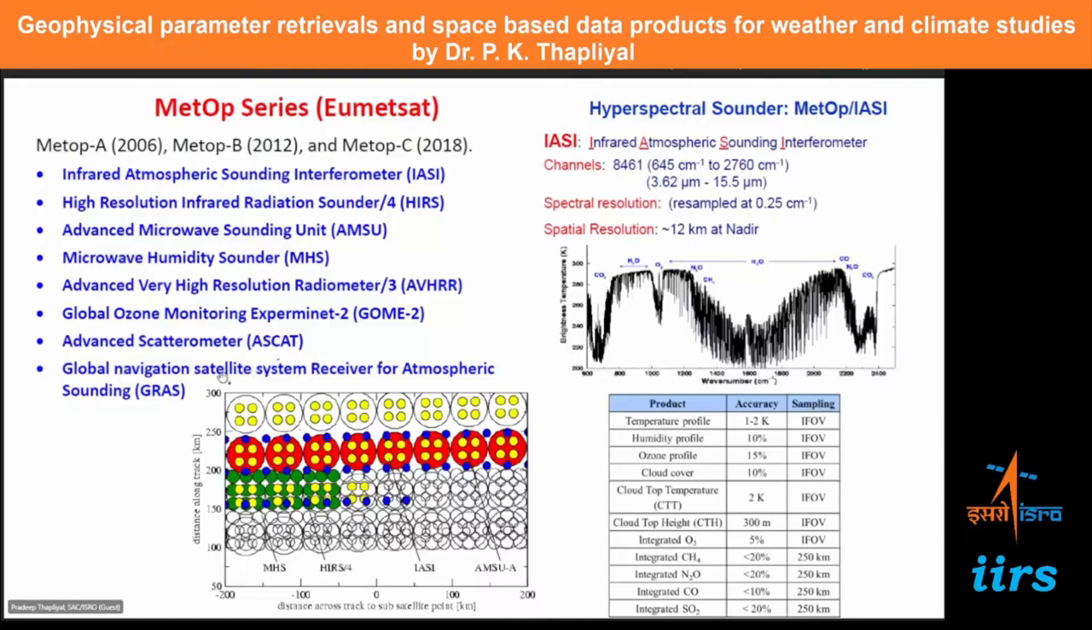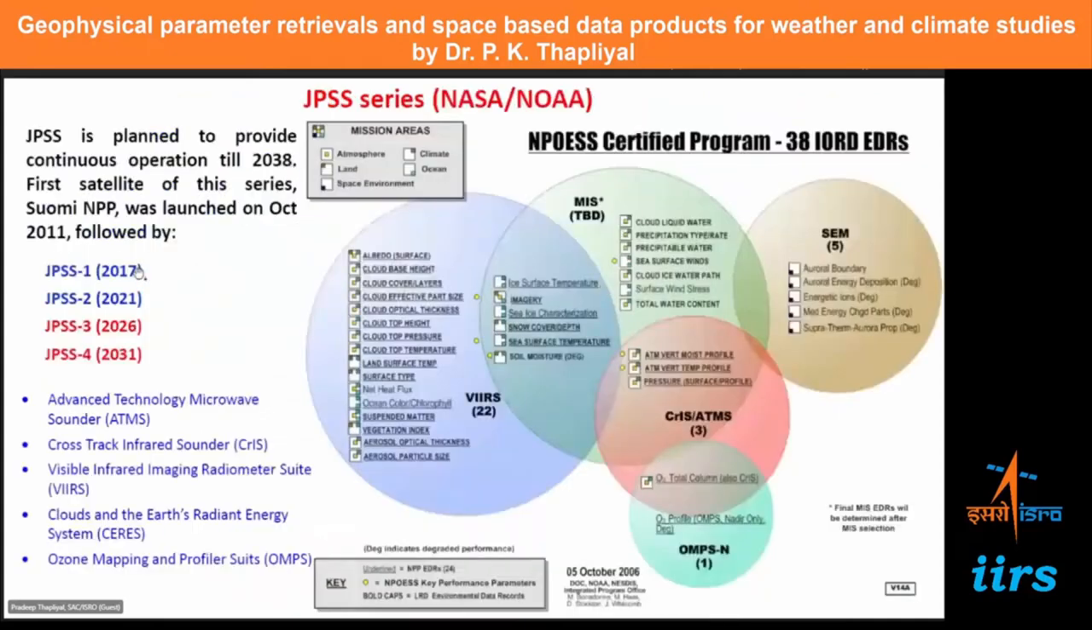So all sorts of atmospheric parameter information you are getting from this METOP series of satellites: temperature profile, humidity profile, other atmospheric parameters, sea surface wind. The other series is the JPSS series. JPSS 1 was launched in 2017, and JPSS 2 in 2020. There are 2 satellites in orbit, and 3 and 4 will be launched in 2026 and 2031. So these 2 satellite series, EUMETSAT as well as JPSS, have ensured continuity till 2040. So you will be having a variety of atmospheric, land, and oceanic parameters for various applications.